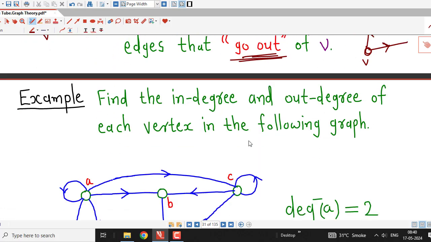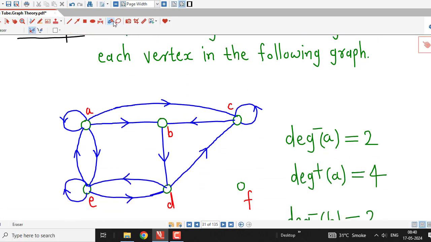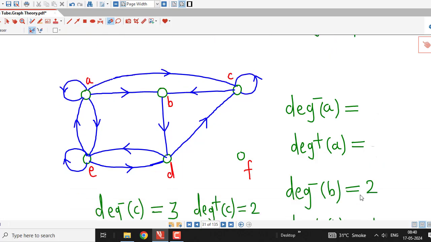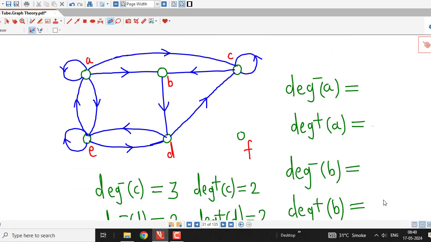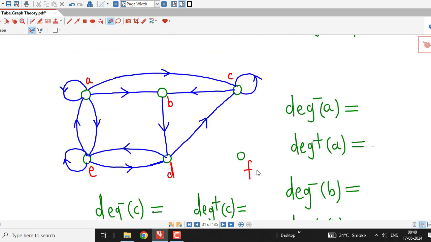Here I have taken one graph. Find the in degree and out degree of each vertex in the graph. So we can again write here for each vertex. Sometimes they ask you to write down in degree and out degree of each vertex in a given graph. So we start with vertex A. This is vertex A. For in degree, we have to determine the number of edges that go to vertex A.